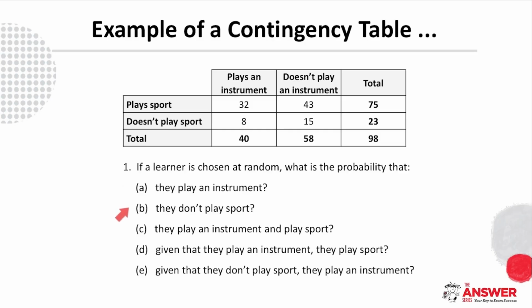B, what is the probability that they don't play sport? C, what is the probability they play an instrument and play sport? D, what is the probability that, given that they play an instrument, they play sport? And E, what is the probability that, given that they don't play sport, they play an instrument?